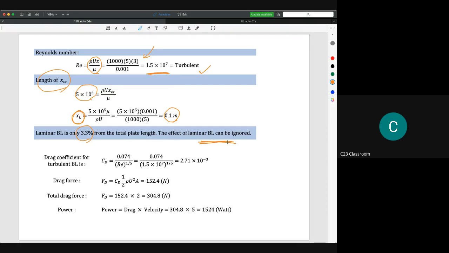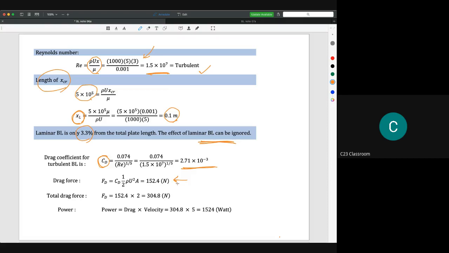Because we assume it is fully turbulent, we could take the CD here based on the 1/7 power law. So it is 0.074 over Reynolds number to the 1/5. So we get the value of CD here as 2.71 times 10 to the power of -3. So we substitute into this equation, and we get about 152.4 newtons.